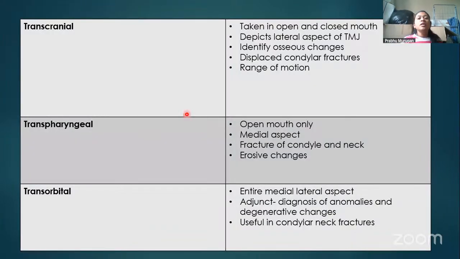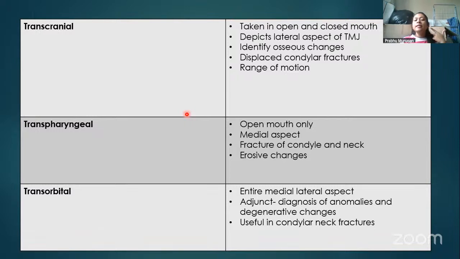Okay, good. So this is nothing but your TMJ views. Three main TMJ views: transcranial, transpharyngeal, transorbital. Remember it this way: transcranial, transpharyngeal, transorbital. The transcranial view is taken in an open and a closed mouth projection. Basically, it is going to show the lateral aspect of the TMJ. It is like this way, right? So it is going to show the lateral aspect of the TMJ.